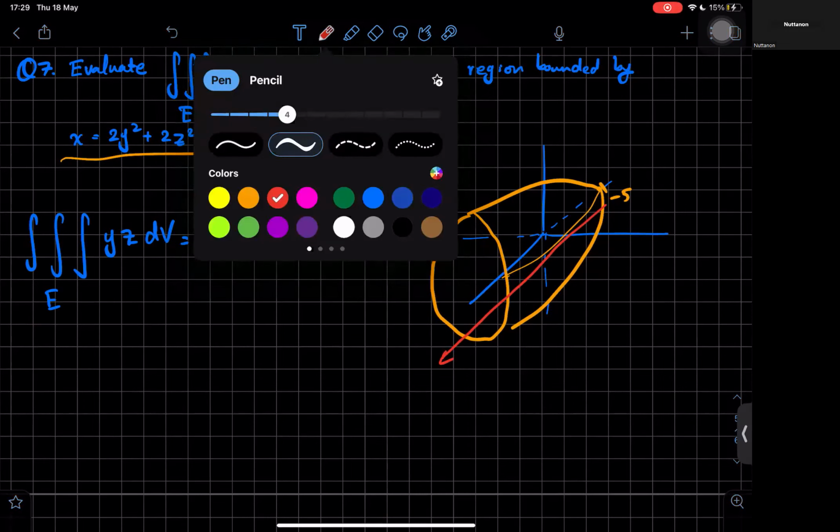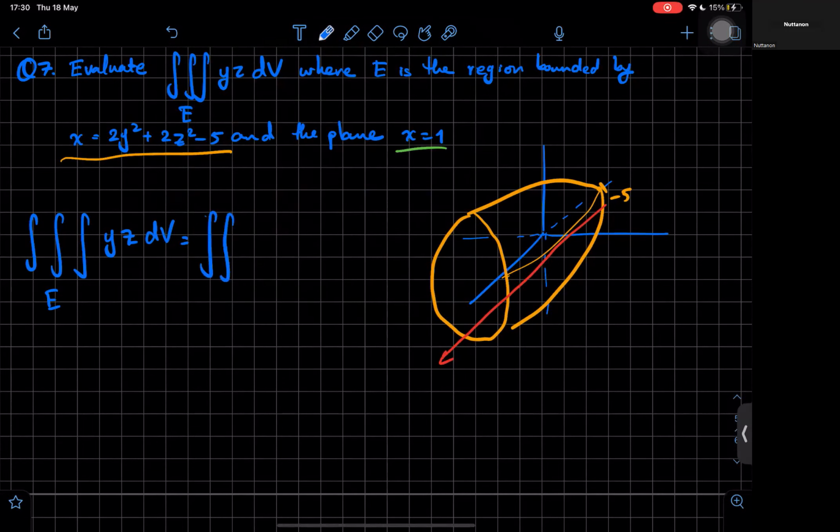Okay, so this thing, I will just look at the dx first. So the integral of y hat dx, okay, and the outside one I just call it dA first. Okay, I'm not looking at dy and dz. Now I just look at dx, and if you can see the arrow, right, it's going through the paraboloid first and then x equal to 1. So this thing will be 2y squared plus 2z squared minus 5, okay, and x equal to 1.